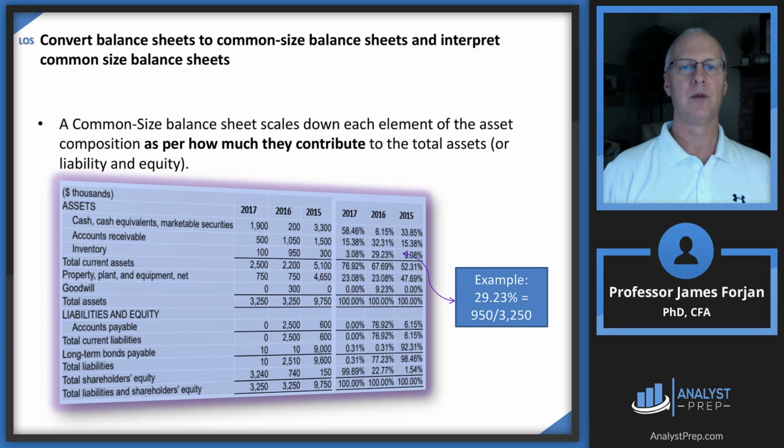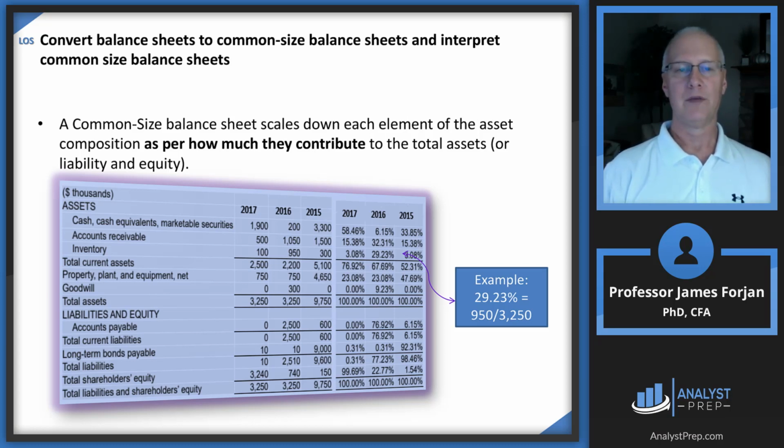And here's a good example. I did one calculation for you there on the side. And so this is the 2016 calculation. If you take inventory of 950 over the total assets of 3250, you get almost 30%. So you can get a sense of which of the assets and which of the liabilities contribute most to the total. And what this does is allow for this common size comparison.